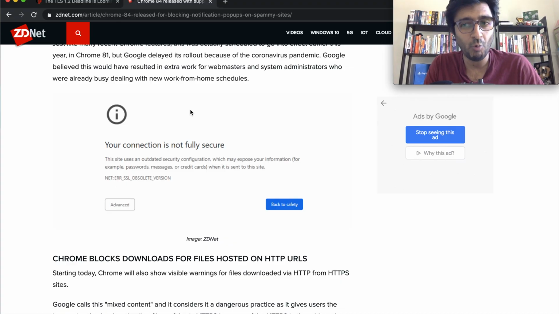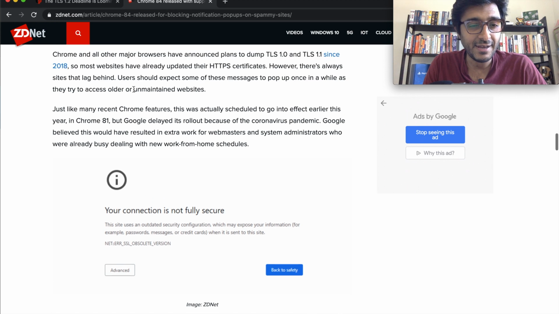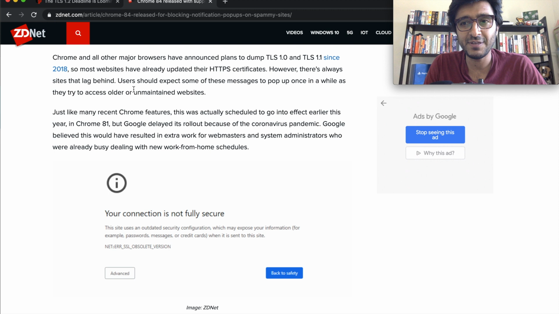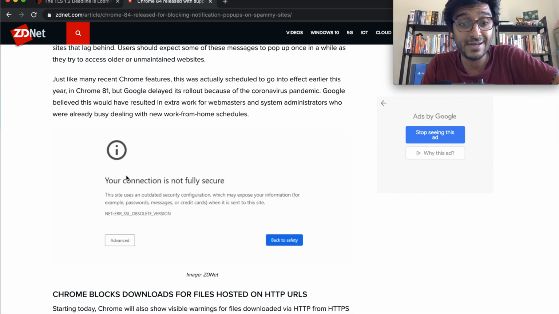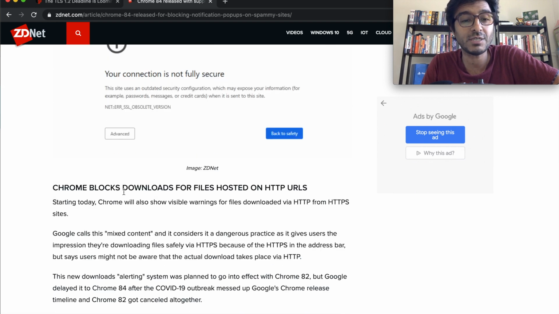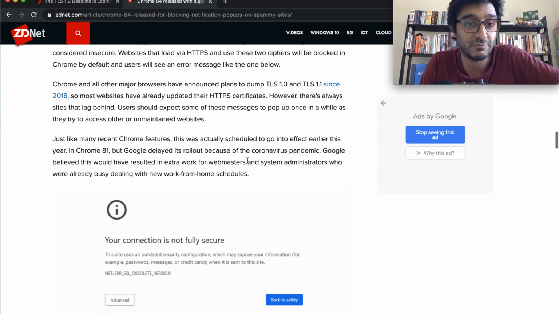While surfing the normal web, on some of the websites I started getting that error. I was like, what? Then I realized, oh, I have 84. And 84 has a lot of features, but the two features that I'm interested in and am going to report on, because security, right, are this TLS change, and this one: Chrome blocks downloads for files hosted on HTTP. It's a pretty neat feature and very important.